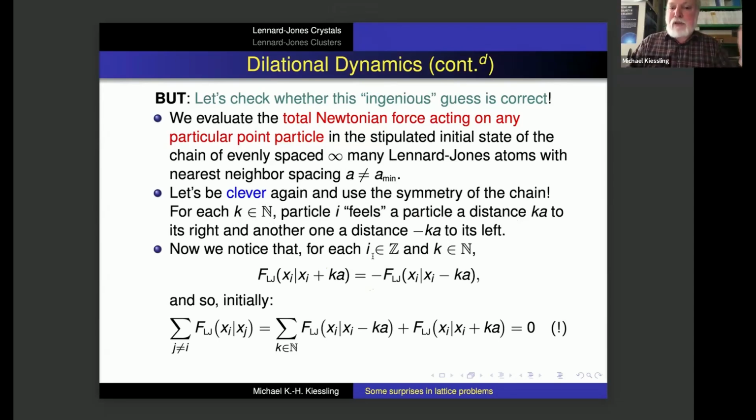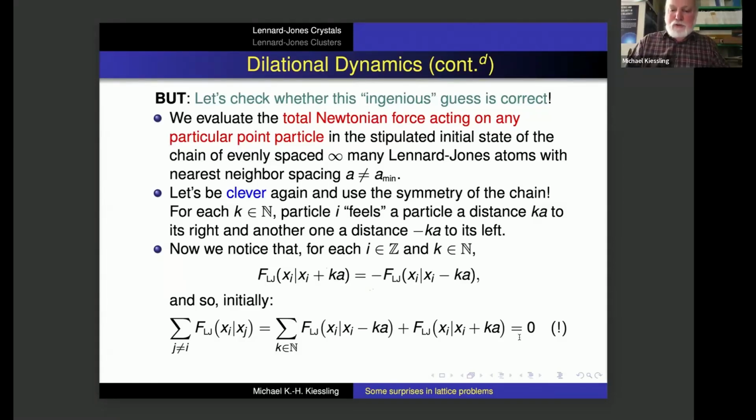Now notice that for each I, you pick an I and choose any k in natural numbers. Yeah, so here's the force on particle x sub I from a particle that is kA steps to the right of particle I. And here is the force on particle x sub I from the particle that is, in the negative direction, k times A steps away from particle I. And it's easy to see, when you write down not this compressed formula, but the explicit expression you get from Lennard-Jones, that this is negative that. But this and this have to be added. So you get 0, and then you go over all of these guys and you get 0.